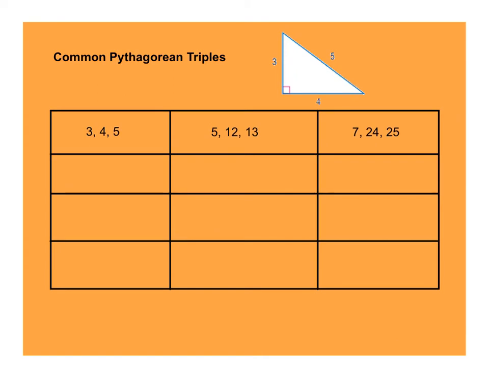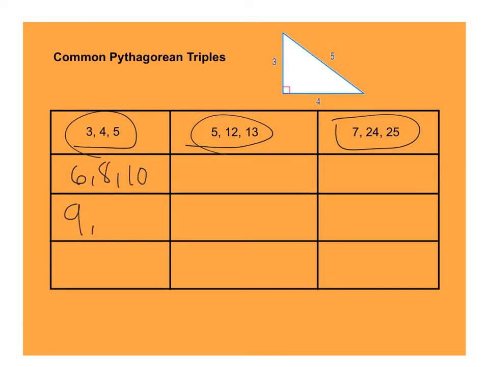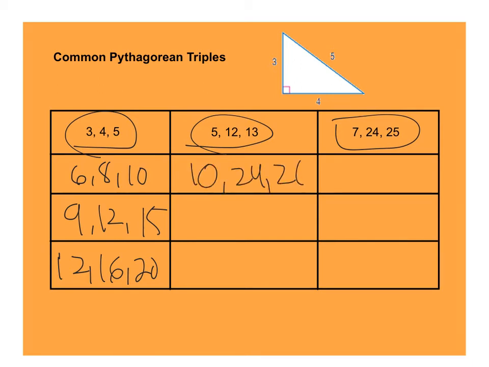So the Pythagorean triple is exactly what it sounds like. It is a set of 3 numbers that work in the Pythagorean theorem. So 3, 4, 5; 5, 12, 13; 7, 24, 25; and all the multiples. So if I go 6, 8, 10, that's going to work. If I go 9, 12, 15, that's going to work. If I go 12, 16, 20, that's going to work. Same thing here: if I go 10, 24, 26, that's going to work.